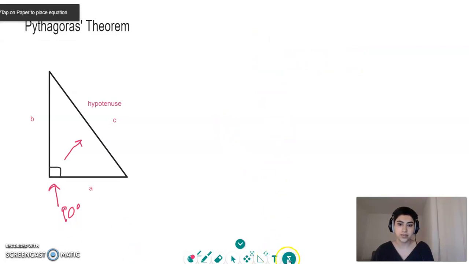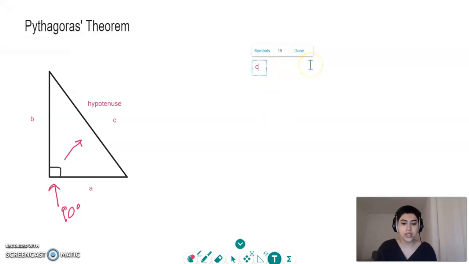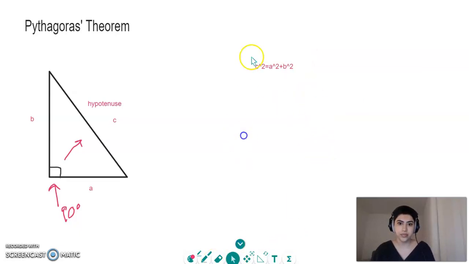let's just write it out. So we have C squared equals A squared plus B squared. So what we have here is the formula. So it is C squared equals A squared plus B squared. So A being this side, B being this side, and then C being the longest length.